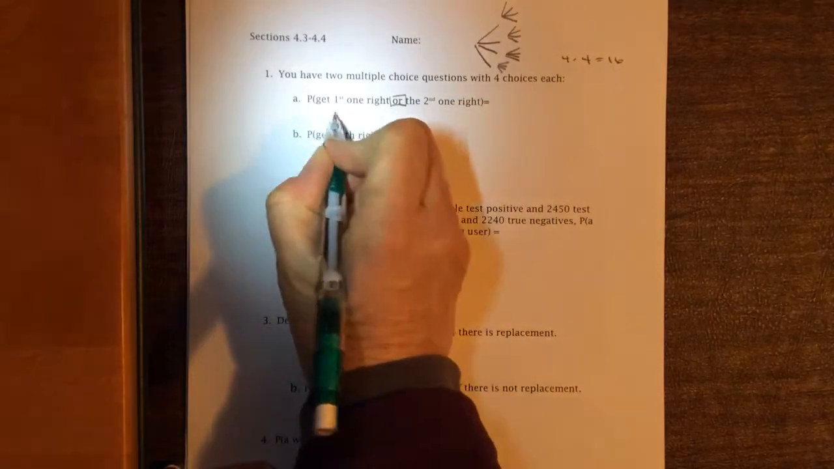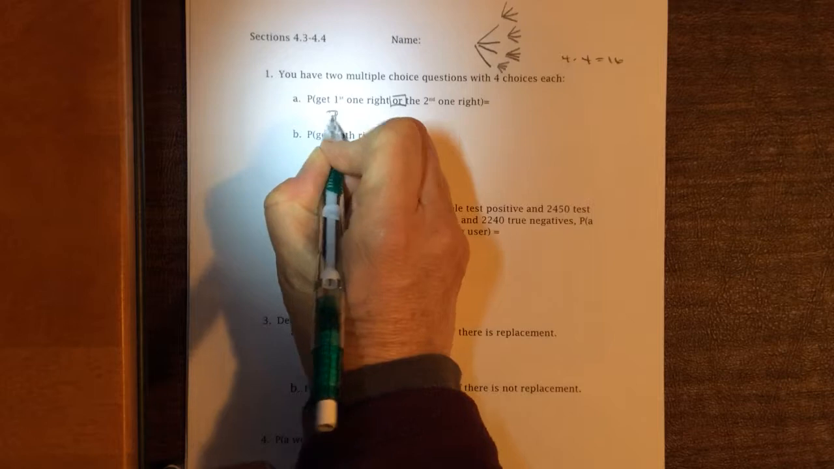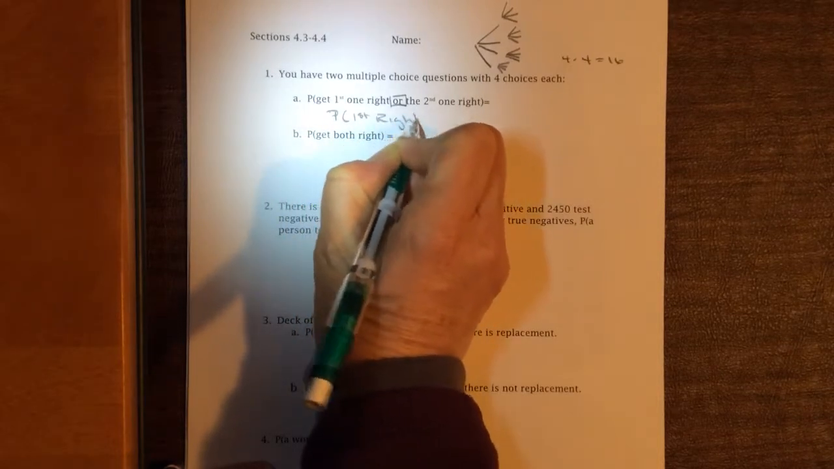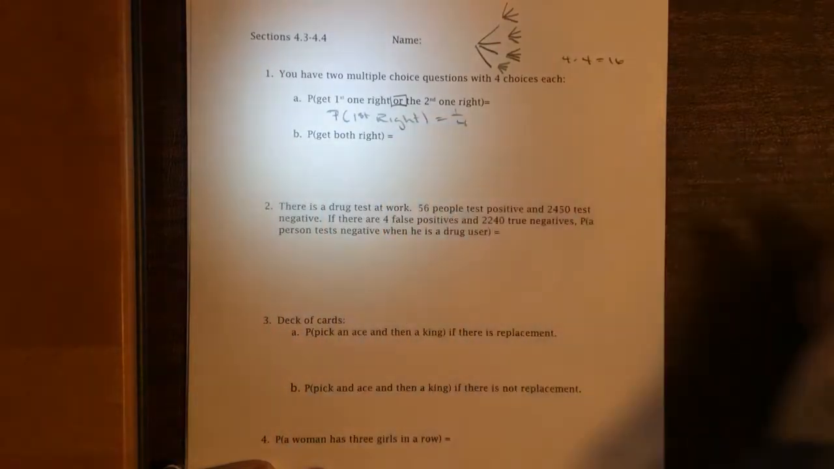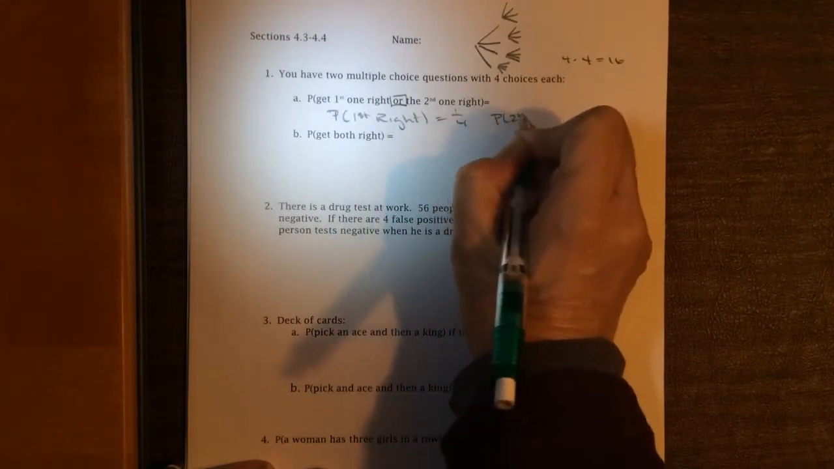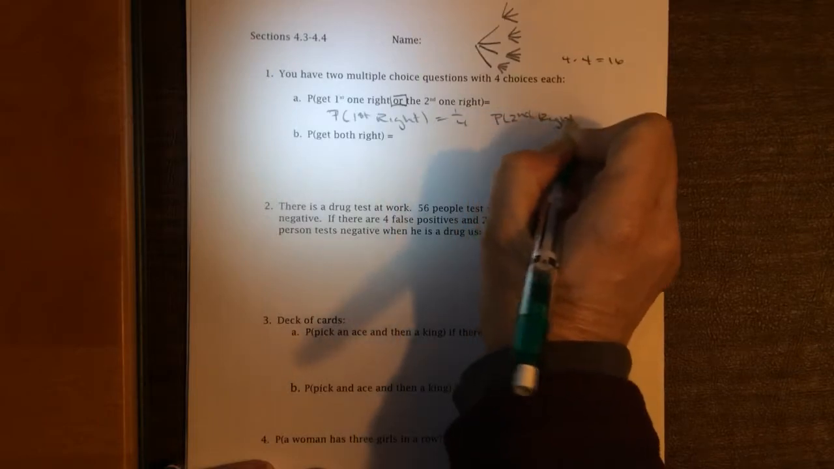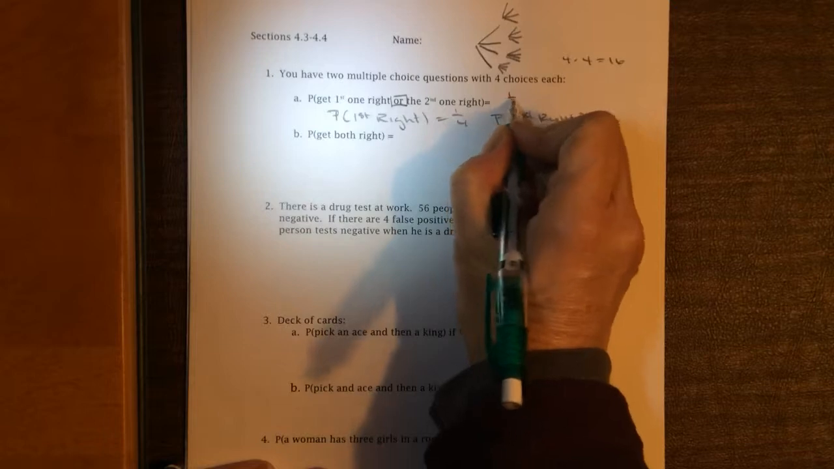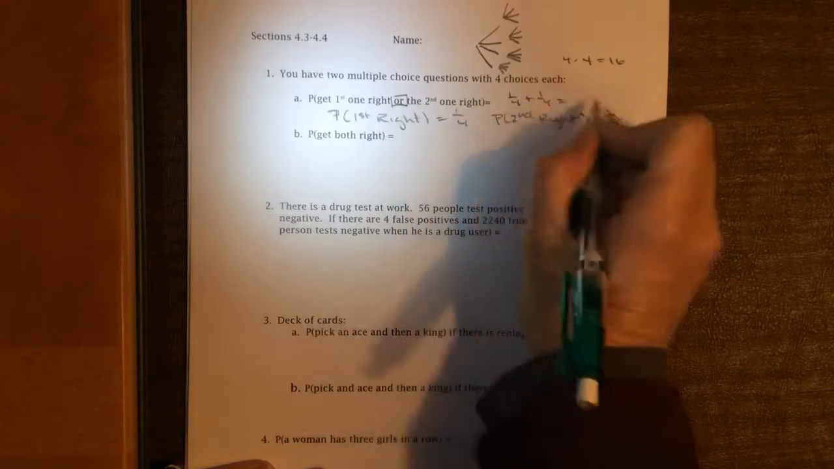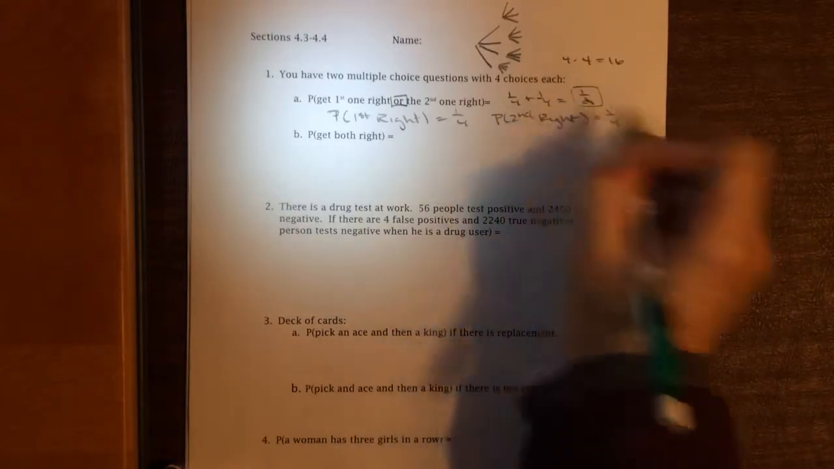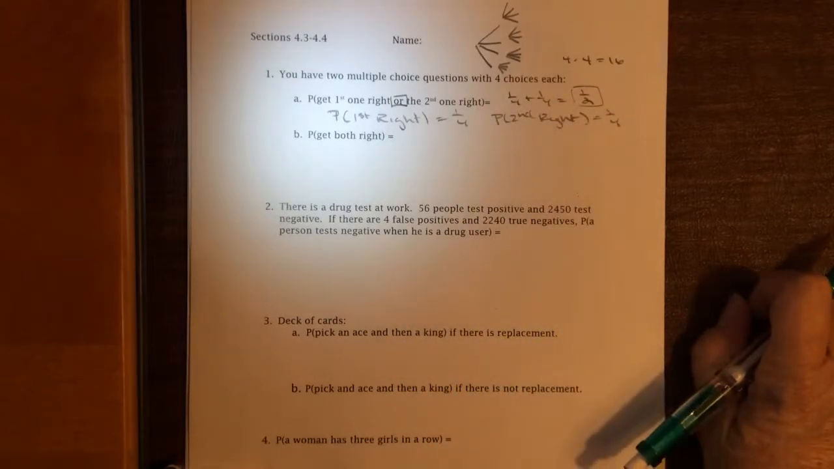So the probability that the first one is right is 1 out of 4 if I just guess. And the probability that the second is right is also 1 out of 4. And because it says or, I'm going to add and get 1/2. So 50% of the time, I'll get one of the 2 correct if I guess.